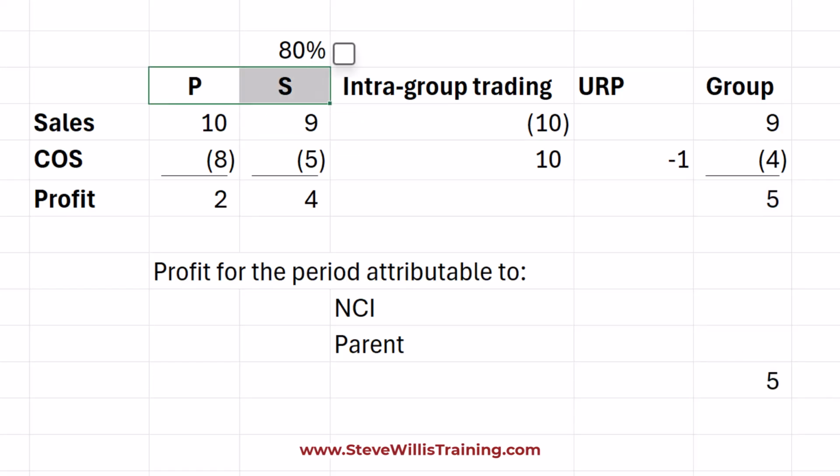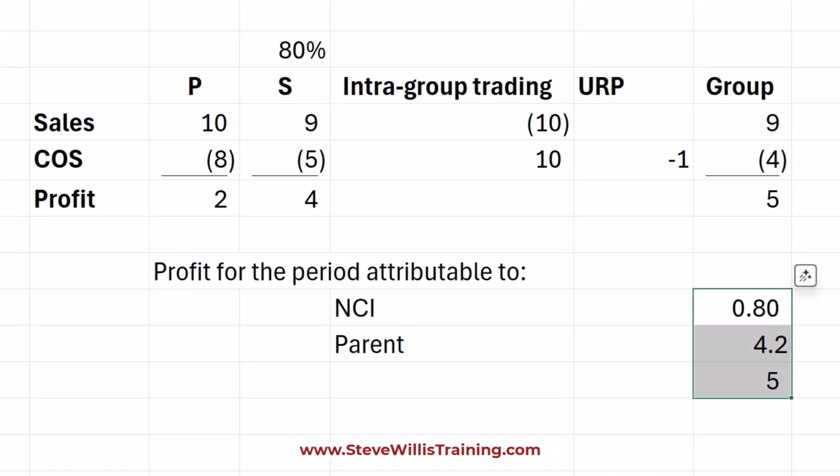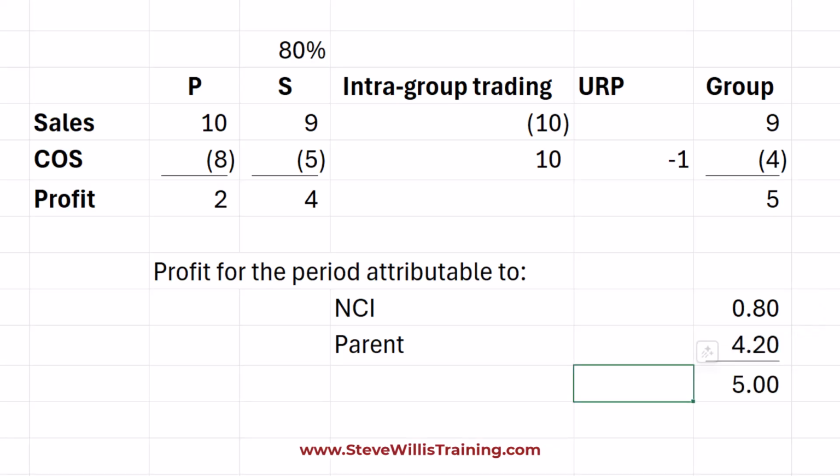So if P acquired 80% of S, the non-controlling interest, the sub, they are entitled to 20% of their profits. So I'm going to take their original profit and I'm going to multiply by 0.2, the part that they own. And the profit attributable to the parent will just be the balancing figure of the group profit less the non-controlling interest's part. So that would be 4.2. Okay, and that adds up to 5. Ladies and gentlemen, there you have it, the third complication to our consolidated statement of profit or loss.